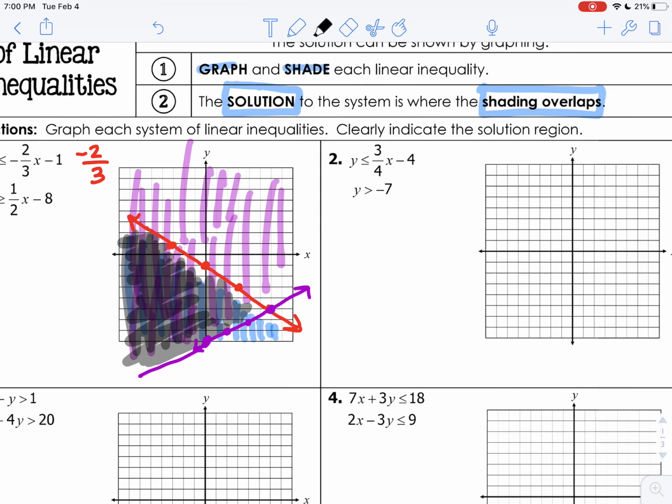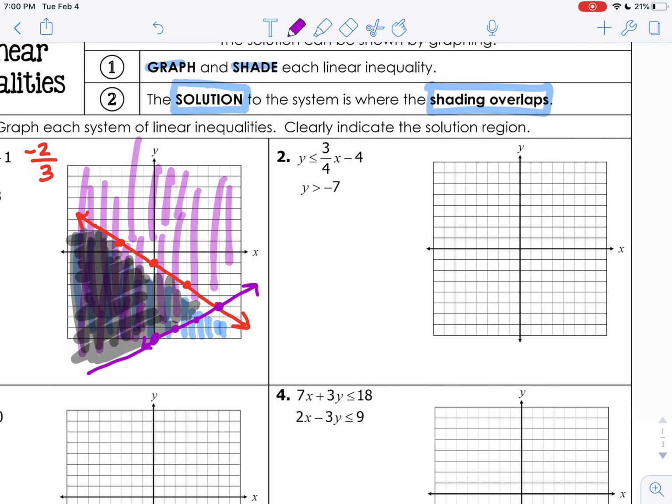Okay, let's do number 2. Number 2 is also in y equals mx plus b. So we're going to go down 4 on the y-axis, make a point, and then we're going to rise 3 and run 4, and make a point. I'm also going to go down 3 and to the left 4. It's important you make a lot of points on this, even though for lines I only had you draw 2, because it needs to stretch across the whole graph, because we're shading now.